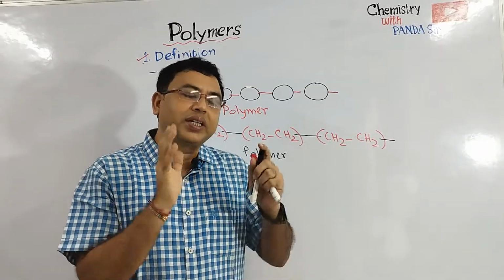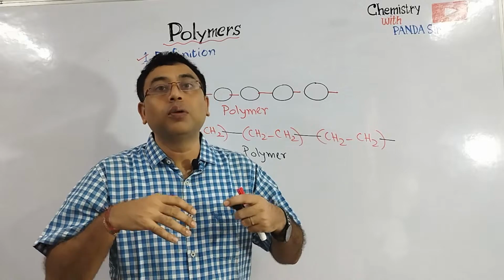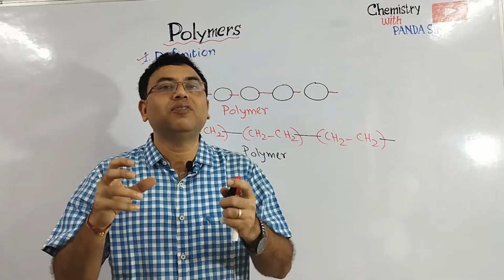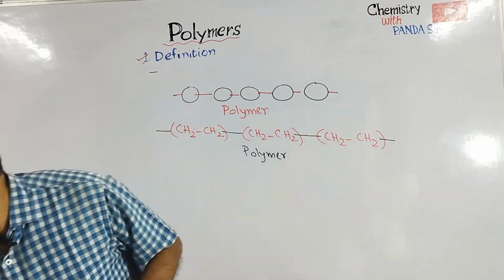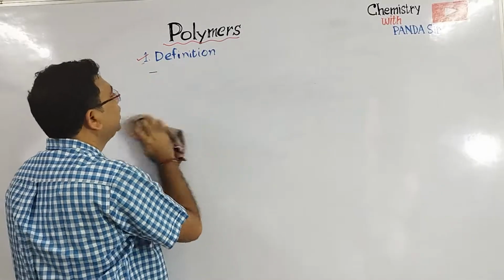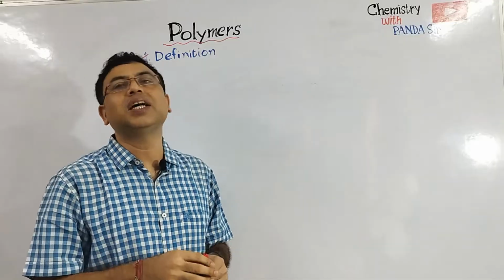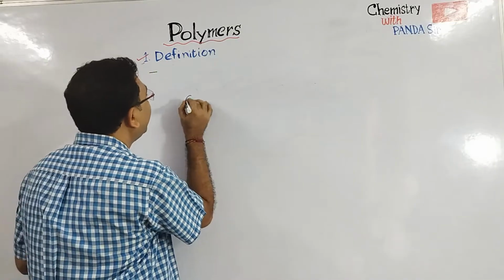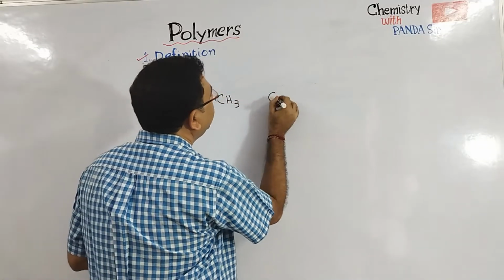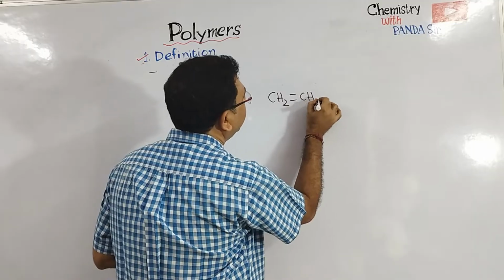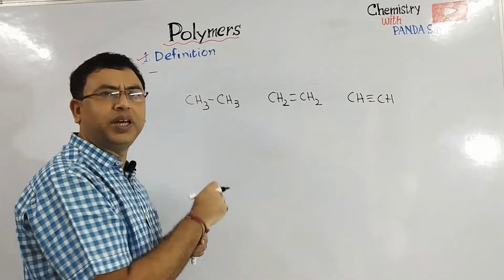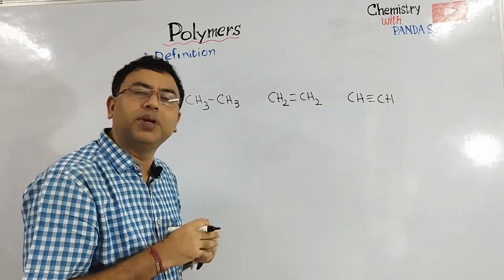The monomer we are considering, which contains two or more functional groups or reactive sites, only then can it form a polymer. Let me repeat: when the monomers contain two or more reactive sites, only then will they form the polymer. Let's have a quick example. Like I have three molecules, CH3 single bond CH3, CH2 double bond CH2, and CH triple bond CH. Are all of them going to be monomers?